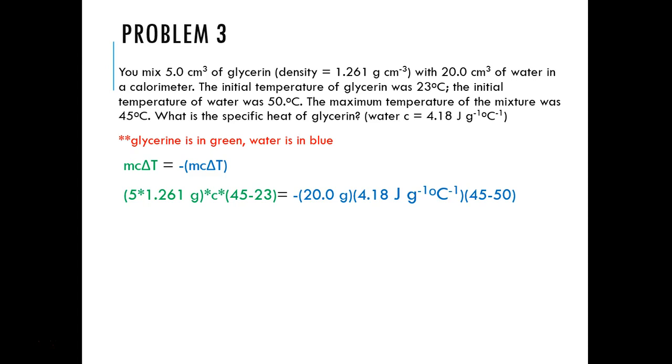Now, we're not actually given mass directly in this problem, but for glycerin we are given volume and density, so we can just multiply those to get the mass. We're not given the density for water, but you should know, and it's in the data booklet, that the density of water is 1 gram per centimeter cubed. So if I have 20 centimeters cubed of water, I have 20 grams of water.